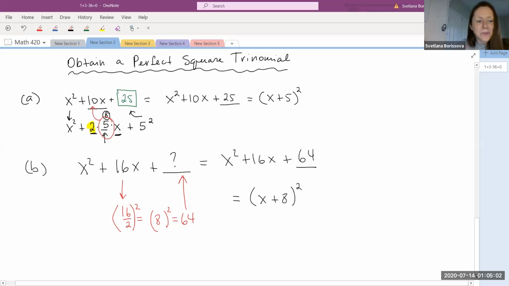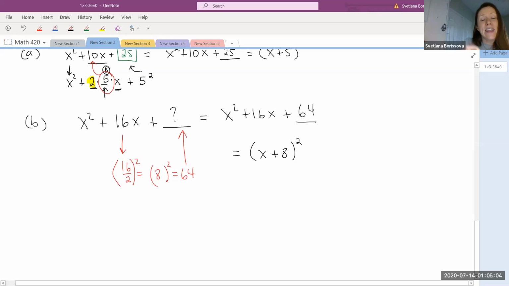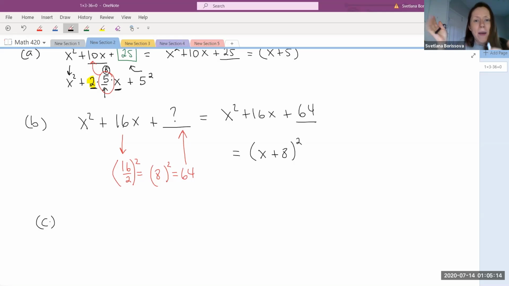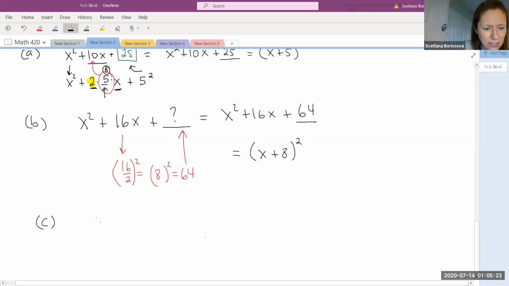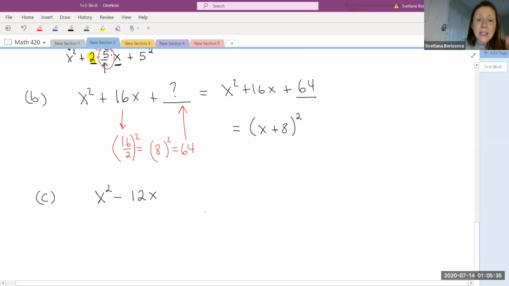Now, one more example like that, and then we're going to see that within the equations. But if that makes some sense, if you're starting to get the idea, then you've almost learned how to solve equations using this. But for the last example, I just want to show you something with the minus. So let's say it's x squared minus 12x. So here's the expression, and we want to obtain a perfect square trinomial.